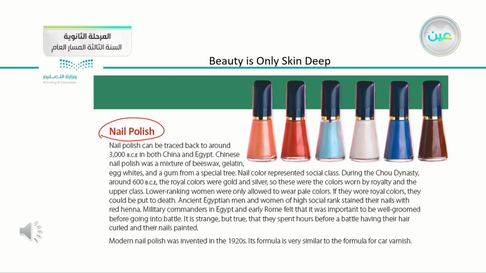During the Zhou dynasty, around 600 BCE, the royal colors were gold and silver, so these were the colors worn by royalty and the upper class. Lower-ranking women were only allowed to wear pale colors. If they were royal colors, they could be put to death.